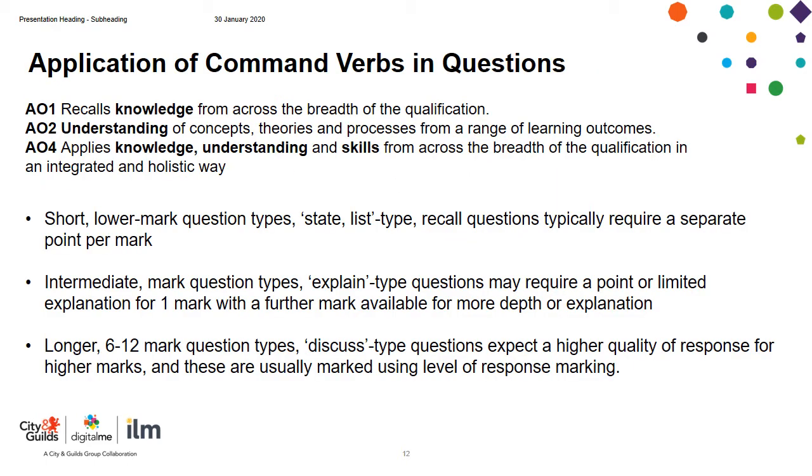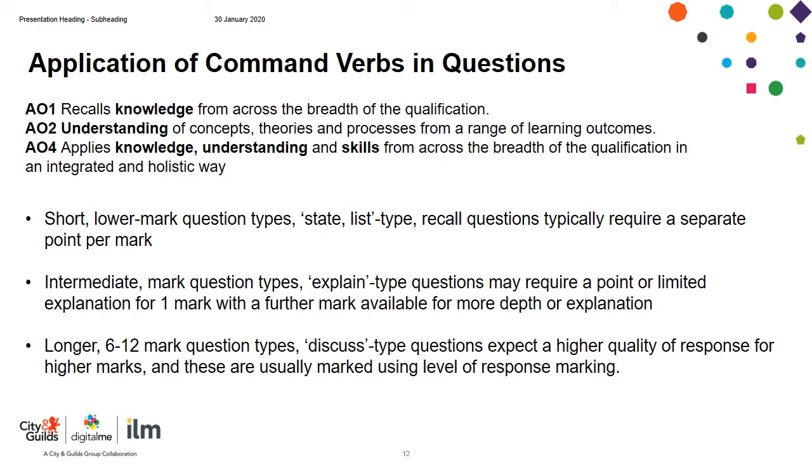So moving on to the application of command verbs in questions, and to summarise this slide, we've listed the typical different expectation each type of command verb has. For example, assessment objective 1, which is recall of knowledge, uses command verbs such as state, list and identify type questions. And they typically require a separate point for each mark. Whereas assessment objective 2, which is understanding of concepts, theories and processes, are more of the intermediate mark question types, tend to use command verbs such as explain, describe and define type questions, and they may require a separate point or a limited explanation for 1 mark with a further mark available for a more in-depth explanation.